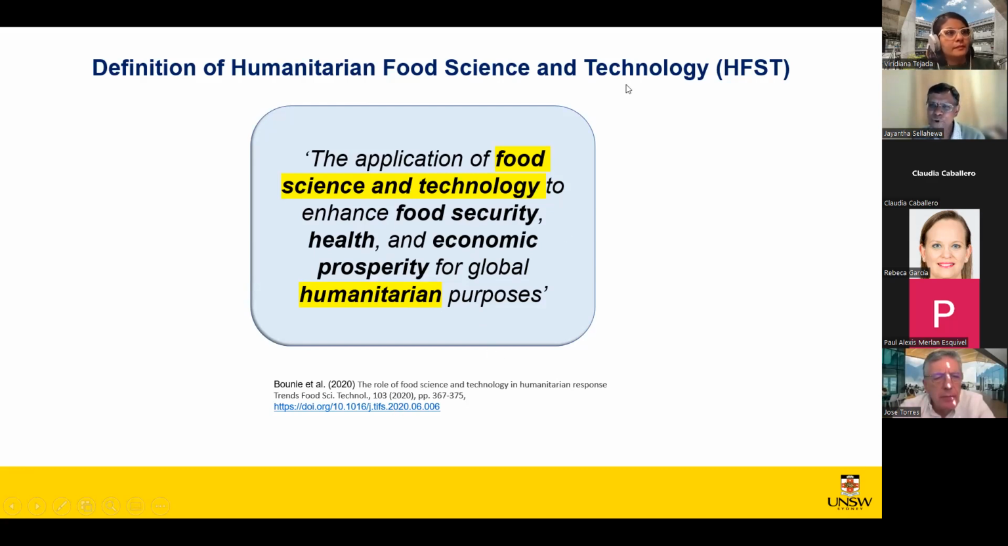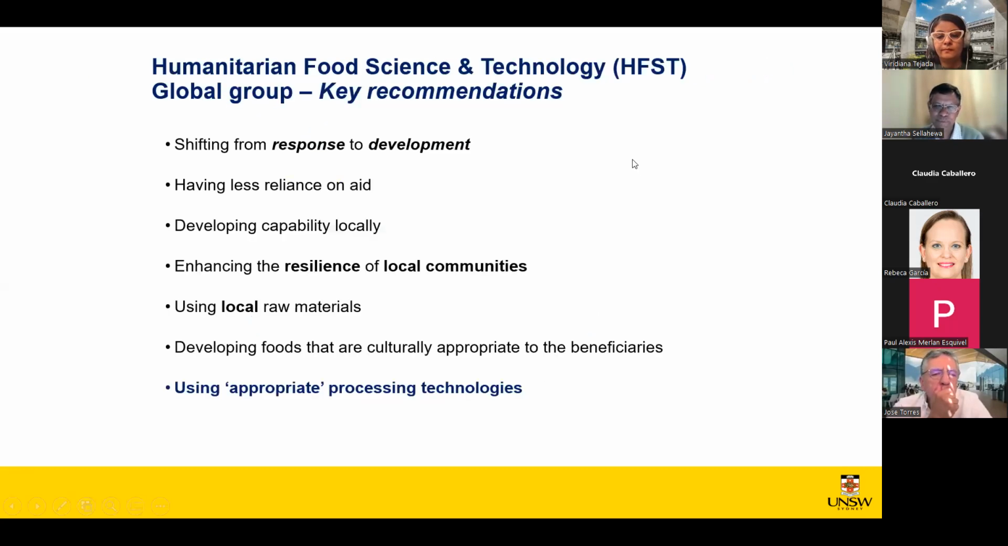Now, I should also point out, you will note here we don't use the word engineering. That is in a way a bit deliberate, because we felt that a lot of people don't use the word engineer in the right context. They don't relate it with food, whereas technology is used more widely. So the word technology includes engineering, it includes nutrition, and it includes microbiology.